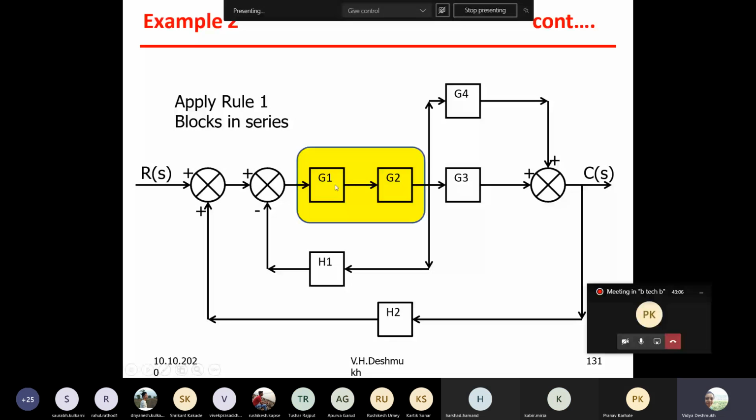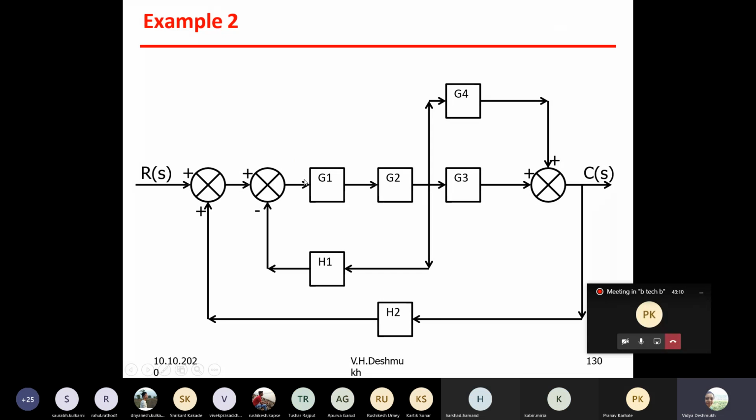Screen share. So now we have to reduce this block diagram to a single block. When we reduce this block diagram, we have to think about the first three rules: rule 1, 2, 3. If the first three rules are not applicable, then we have to think about rules 4, 5 and 6: shifting of takeoff point or shifting of summation point.